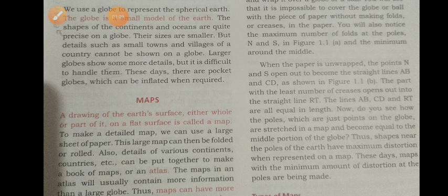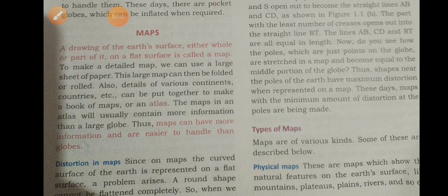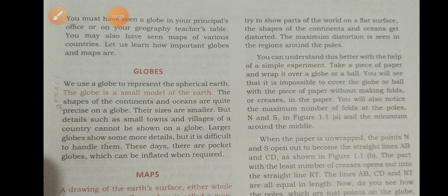And what is scale? We learned about scale. What is a scale? The relation between the distance on the map and the corresponding distance on the ground is called a scale. What is a scale? The relation between the distance on the map and the corresponding distance on the ground is called a scale.